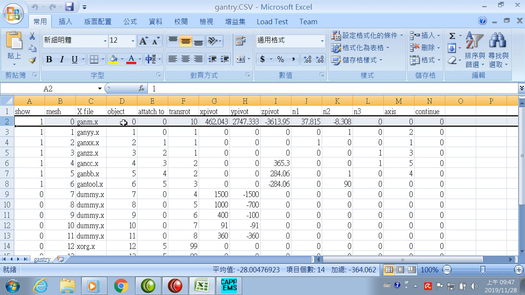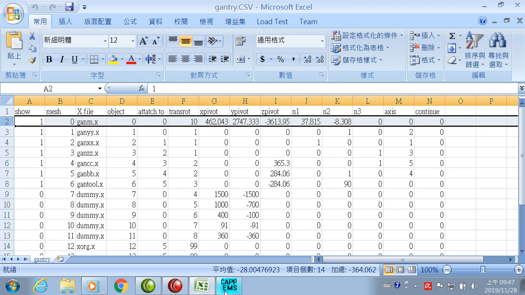Define the object 0. Translocate the 0. 462.043. The rest 5 parameters is the view record.